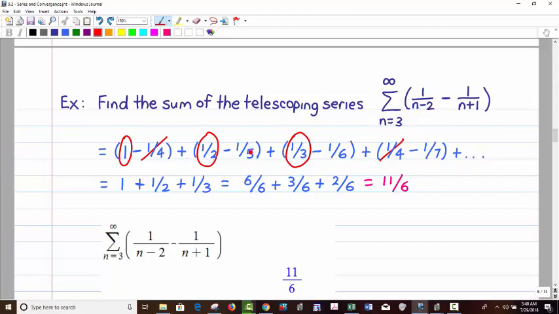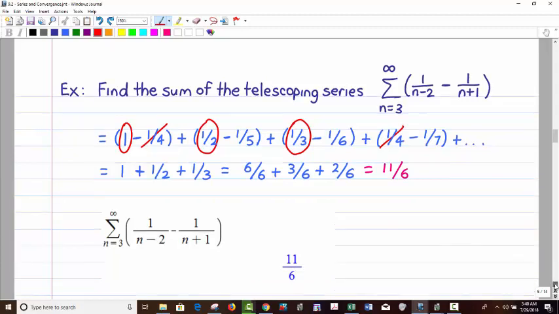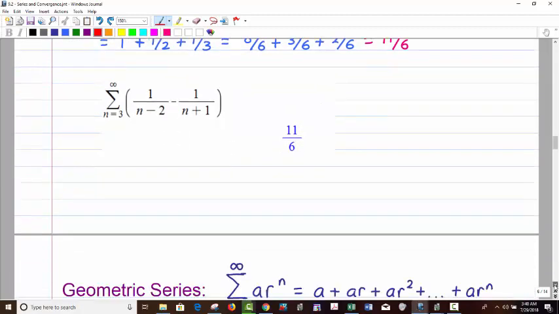1 over 3 minus 2 is 1. 1 over 4 minus 2 is 1/2. 1 over 5 minus 2 is 1/3. So I add 1 plus 1/2 plus 1/3, and I get 11 over 6. And Maple seems to approve of that answer.